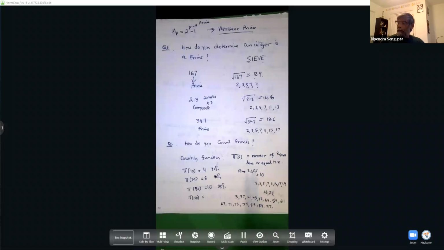Two is the only even prime, right? So when you look for primes, you just look for odd numbers. And some of the odds are not prime. So these are the entire list of primes less than or equal to 100. How many of them? 25.